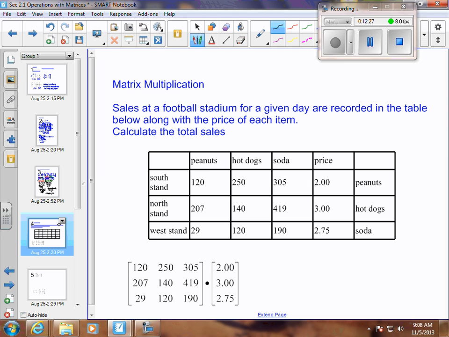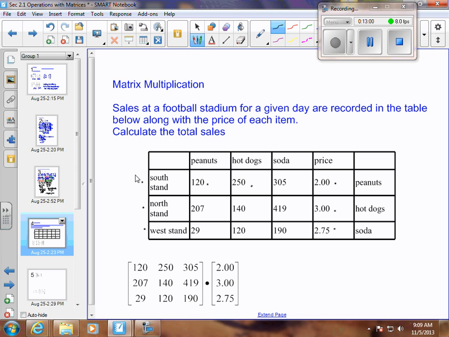I'm starting out with an example here of a situation where matrices are used. This table represents sales at a football stadium for a given day, showing the 3 different concession stands and the items that are sold at each one. We have the price for each item and the number of items sold at each stand.